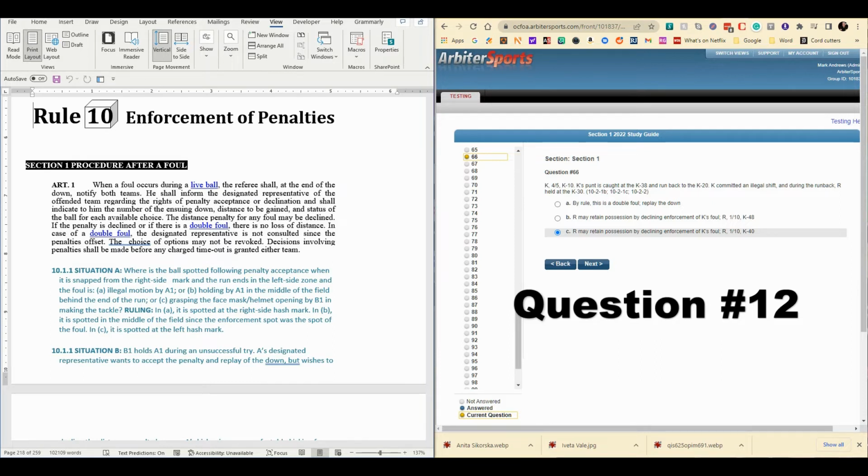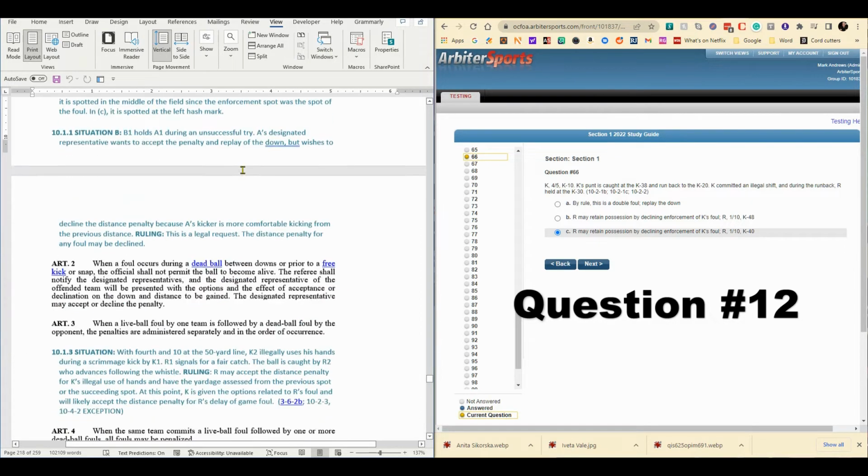Okay, kicking fouls during kicks are probably the most challenging enforcement because there's a lot of different possibilities. There are post-scrimmage kick fouls, double fouls, and it goes on and on. But if we look at the rule reference 10.2.1b and 10.2.1c, 10 is the enforcement of penalties rule, and it's very important. You've got to read this over and over and over again.